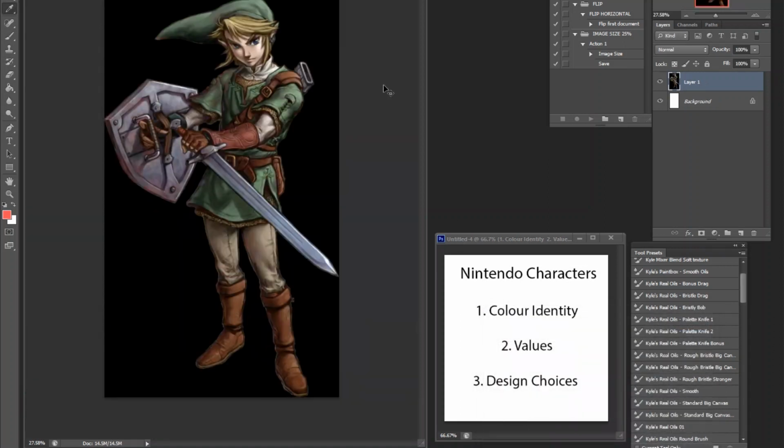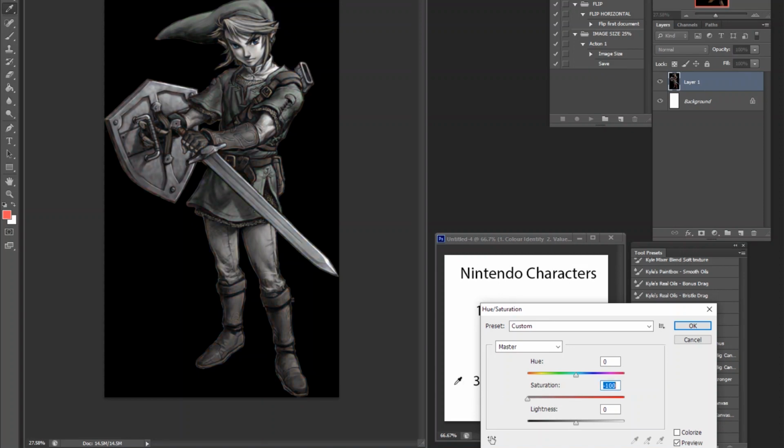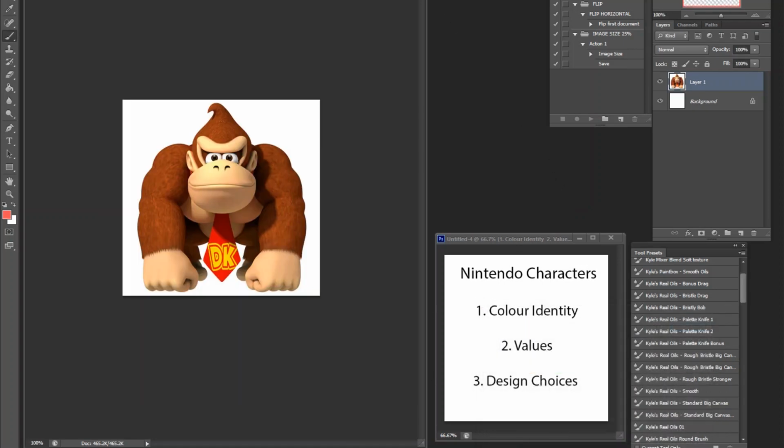So Link, this one. Now Link tends to be more realistic, but same idea really. The clothing tends to have one value throughout, and everything else, the face rather, tends to have a bit more contrast than usual.